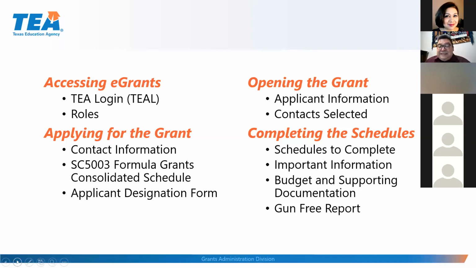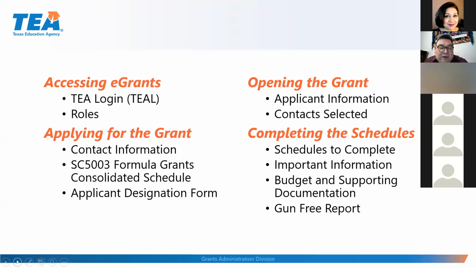Then we'll talk about the designation form to be able to open the grant. Once we have the grant open, we'll talk about some of the schedules that should be completed first. Of course, the applicant information and the contacts, and the important schedules you should be completing before. In the past, if you sat through some of our trainings, there was a schedule that had to be completed first before anything else. That has changed because of the way we have it formatted. We'll look at some of the important information.